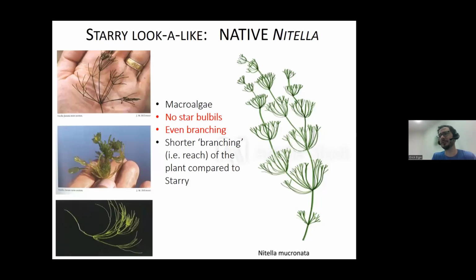And then this is the other lookalike to Starry Stonewort, and that's Nitella. Here, what it has is even branching, and you can kind of see it in these pictures, where instead of uneven like Starry Stonewort, they are even, and they do not have any star-shaped bulbils.